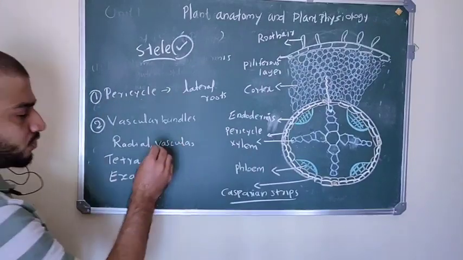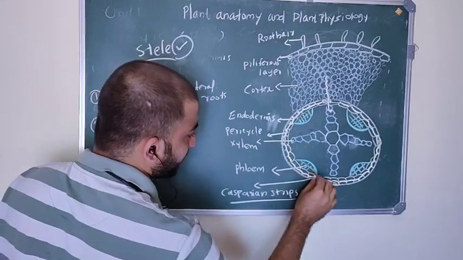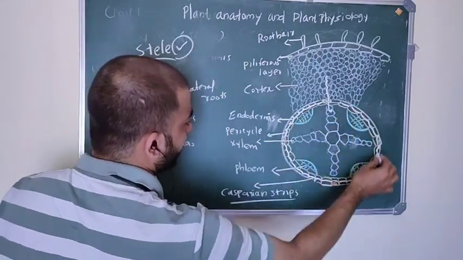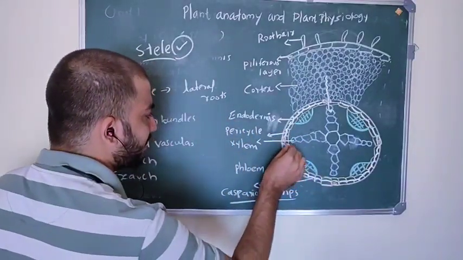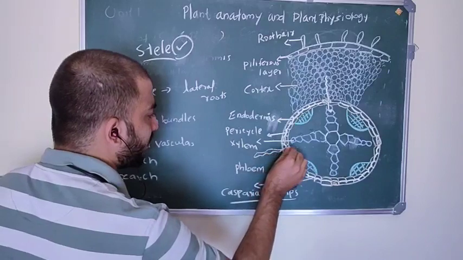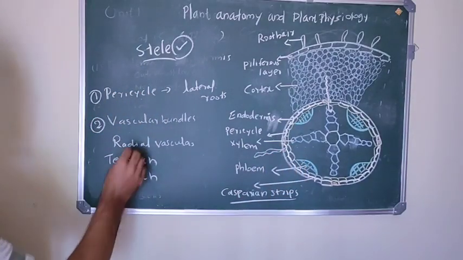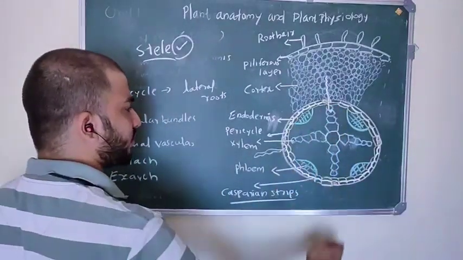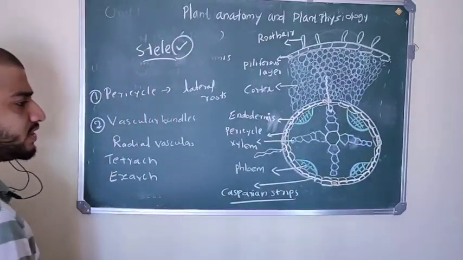The pericycle is made up of a single layer of cells. These yellow colored cells form a single layer called the pericycle, and lateral roots originate from the pericycle. Coming to the vascular bundle, what type is this? This is a radial vascular bundle. Xylem and phloem are on different radii, so this is radial. We discussed that radial vascular bundles are present in roots, both monocot and dicot.